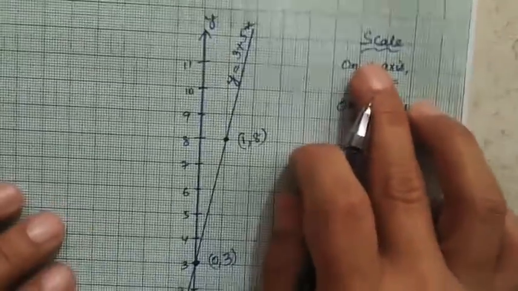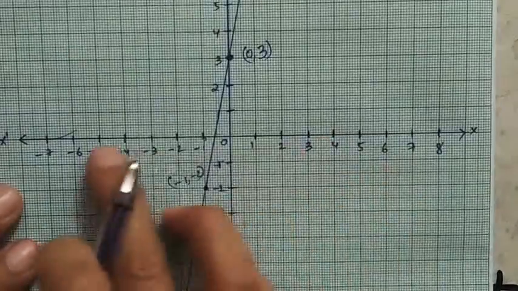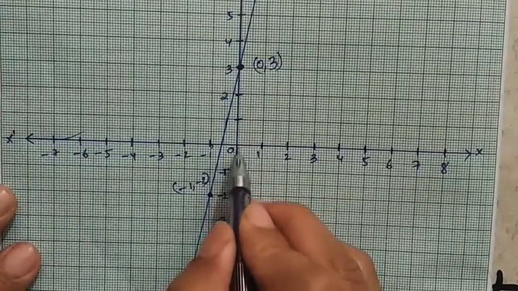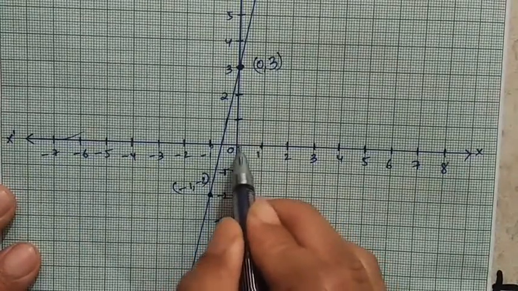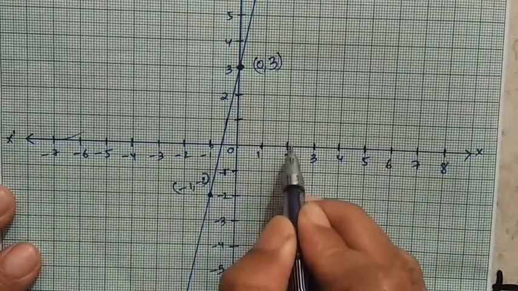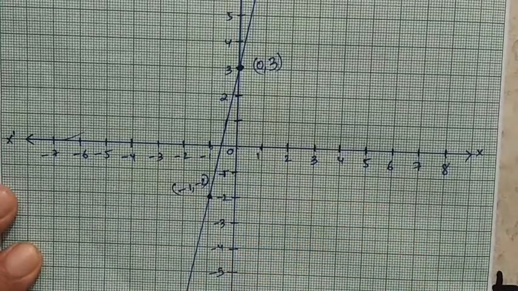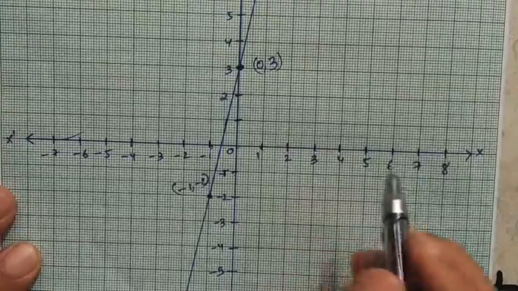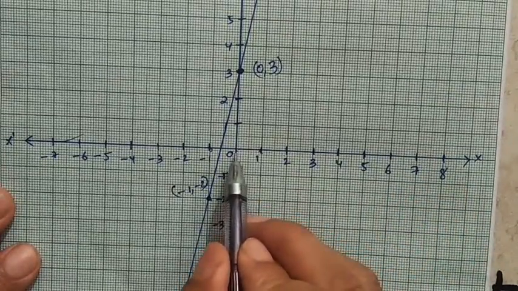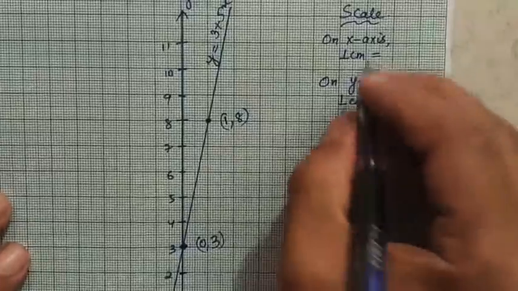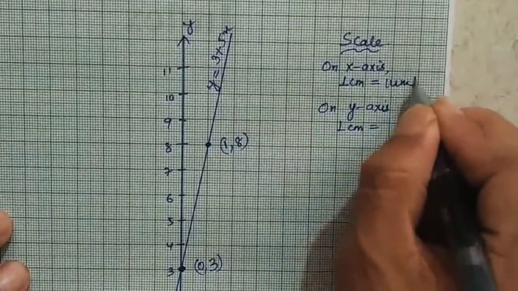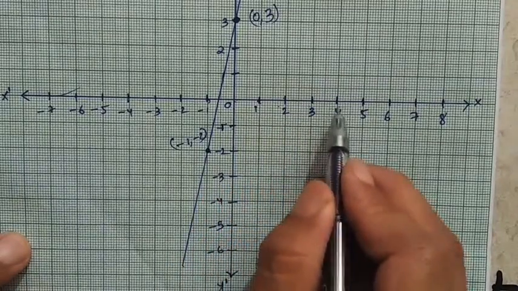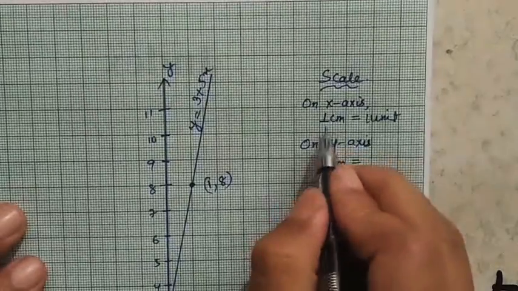Again, fill up the scale. Scale on the x-axis: 1 centimeter is equal to how many units? 1 centimeter means one box. From here to here it is 1 centimeter. For every centimeter, the gap is 1 unit: 0 to 1, 1 to 2, 2 to 3. If the gap were 10, it would be 0 to 10, 10 to 20, 20 to 30, and for 1 centimeter it would be 10 units.